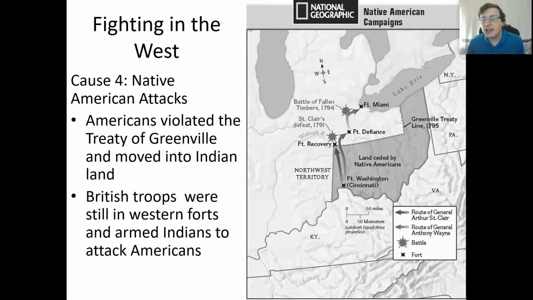The final cause that we're going to end up seeing are those Native American attacks. They're kind of justified. The Americans violated the Treaty of Greenville, which had a line that we could not cross into Indian territory. Because of this, they're going to be frustrated and attack Americans. It just so happened that British troops who still occupied Western forts would arm the Indians and aid them in their attack against the Americans. So while it is not the British attacking us, they are providing the tools for warfare against American citizens.